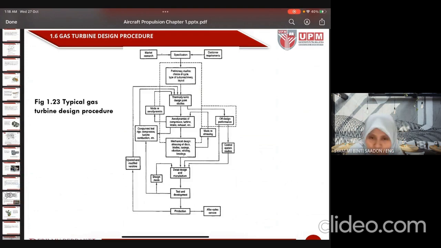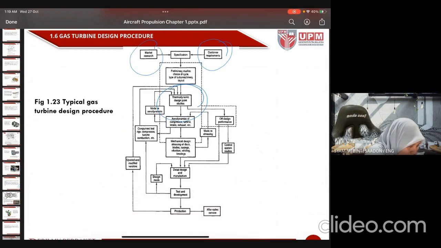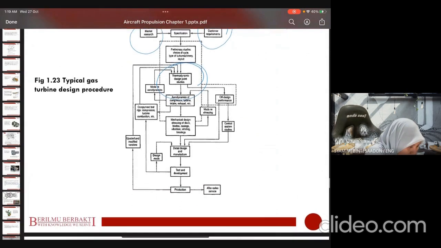This is like a flow chart suggesting the factors and methods for us to design a gas turbine. First, we need to choose a cycle and the type of turbomachinery that we want to use. What are the thermodynamic design parts? Remember, here we need the thermodynamic design point studies. That's why thermodynamics is very important. Those are the criteria. Of course, customer requirements and market research also need to be added. Mechanical design, displays, component risk.